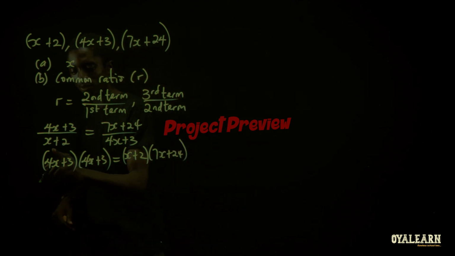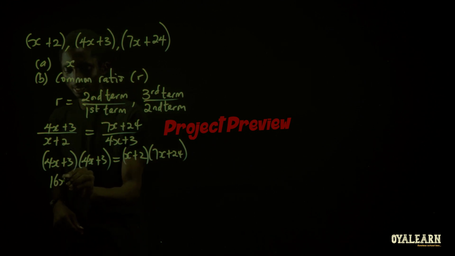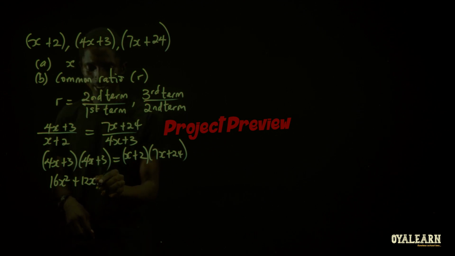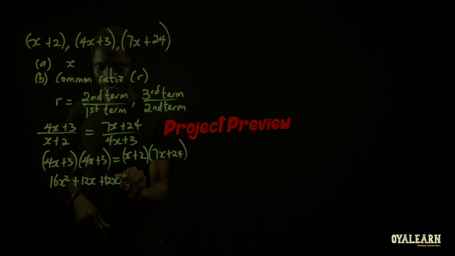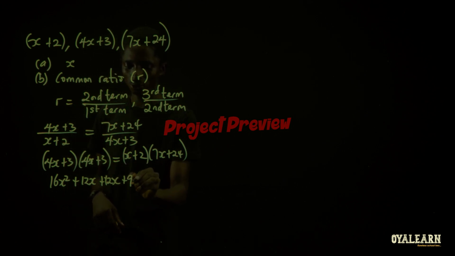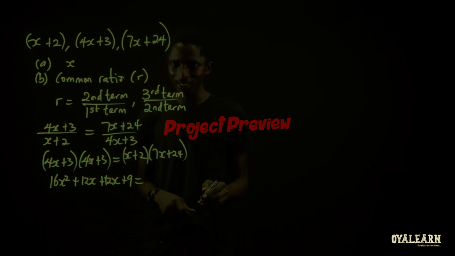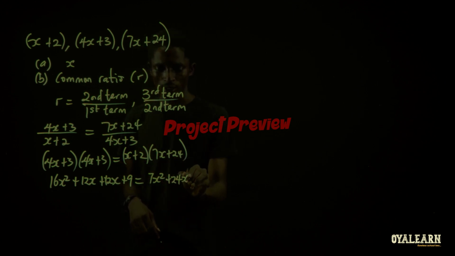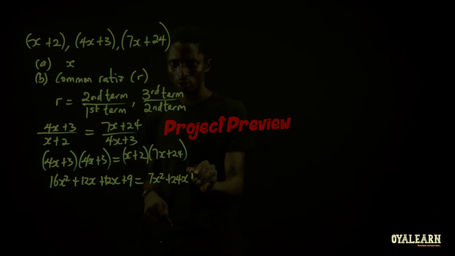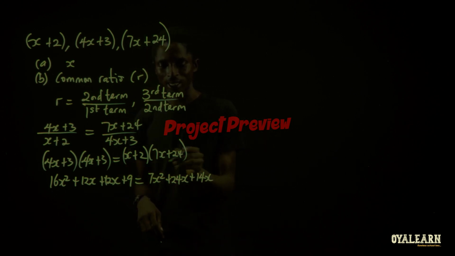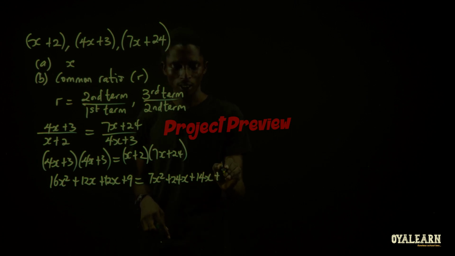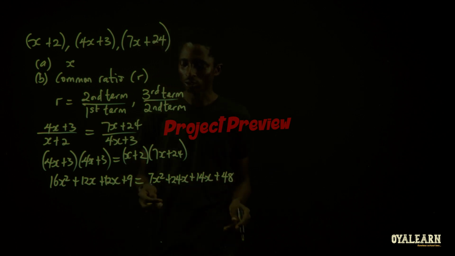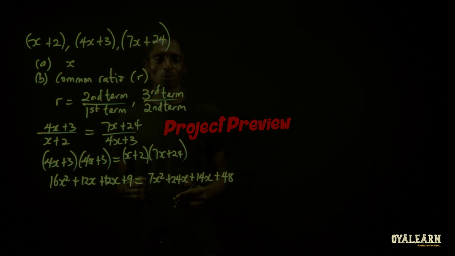Now let's expand. 4x multiplied by 4x will give you 16x squared. 4x multiplied by 3, that is 12x. And the same here, another 12x, and then plus 3 multiplied by 3 to give you 9. Then on the other side, we have x into 7x to give us 7x squared, x into 24 to give you 24x, 2 into 7x to give us 14x, and then 2 into 24 to give us 48.